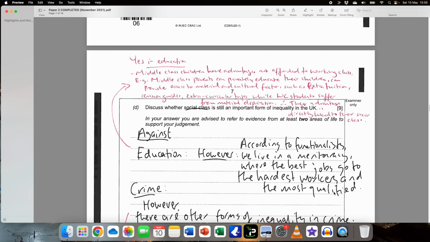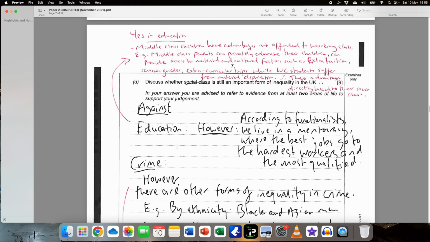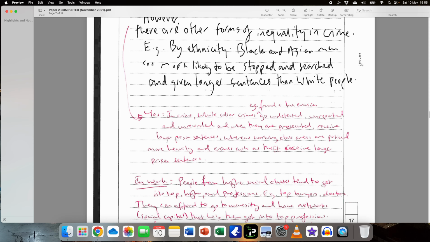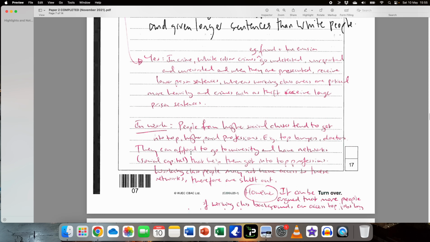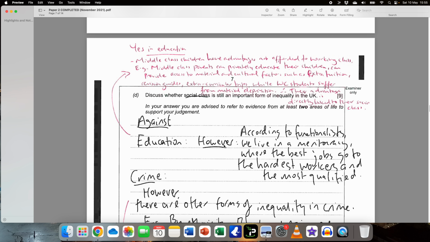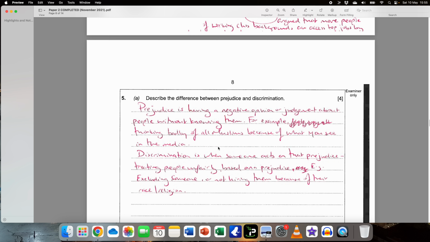So you got three areas of life where social class is important, but then you're giving a however. So I've given in education is important, in crime social class is important, in work social class is important. However. 3 paragraphs, short ones. Okay.